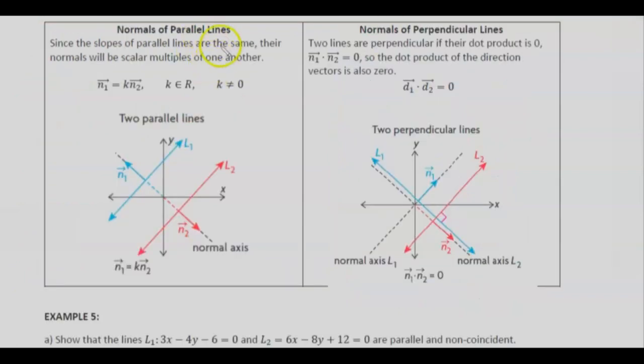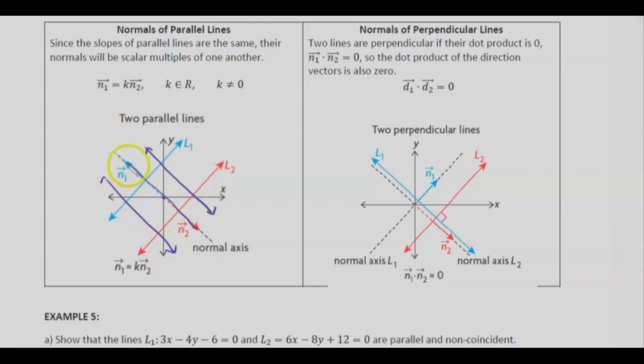Okay, normals of parallel lines and normals of perpendicular lines. So let's talk about normals of parallel lines. Since the slopes of parallel lines are the same, their normals will be scalar multiples of one another. Essentially, their normals are going to be the same, just going through a different point. So this one goes through the origin, this normal, but this normal would also be a scalar multiple of this one.